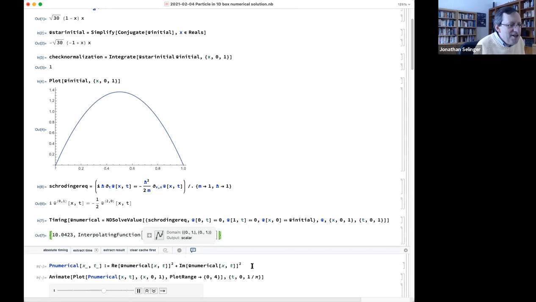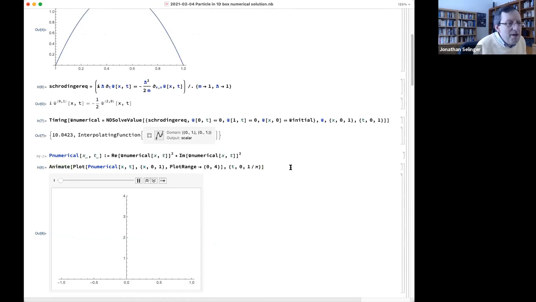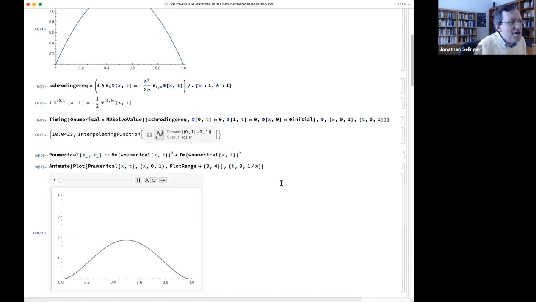Then I'll define that the probability density is the real part squared plus the imaginary part squared. That means it's psi star times psi. And here's a movie of the solution.